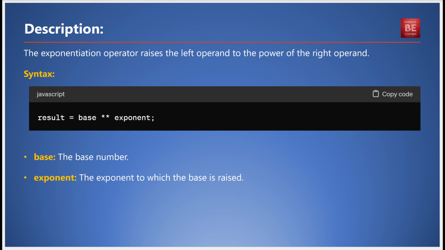First, to understand how this operator functions, it's important to grasp its basic syntax. The exponentiation operator is represented by two asterisks, or stars, if you will. It raises the left operand to the power of the right operand. Here's a simple example. If you have a base number, say 4, and want to raise it to the power of 3, you'd write it as 4 ** 3 in JavaScript.